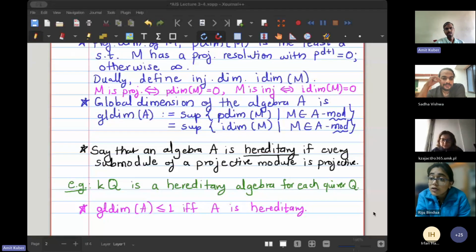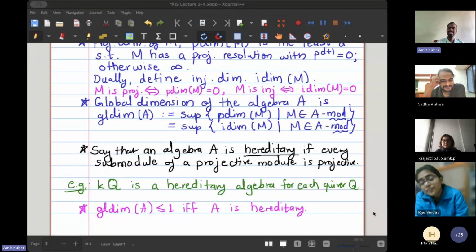What is the analog in the sense of injective modules? The definition of hereditary. I mean, I have never heard of that. Every quotient of an injective is injective, yeah. See, injective modules in general are not very friendly. However, in this very special case, injectives and projectives are not very different. Yeah, I will come to that soon.